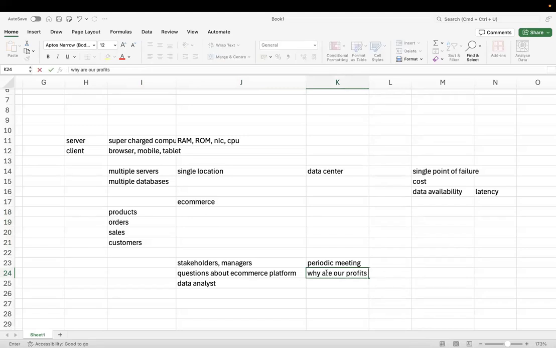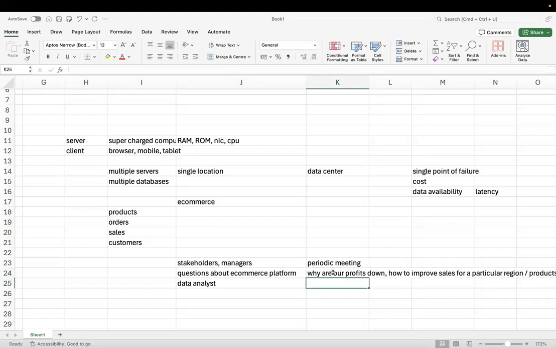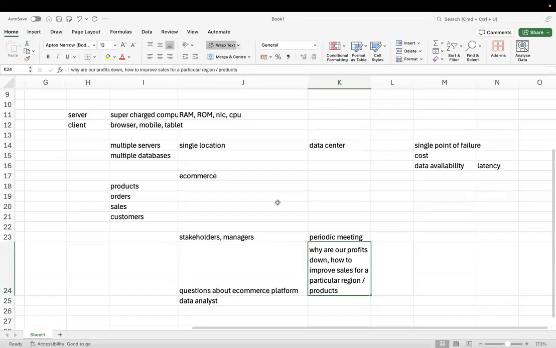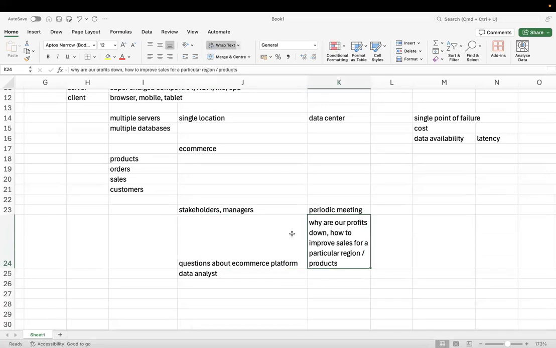If you look at some of the questions, maybe they'll ask, let's say, why are our profits down? Or how to improve sales for a particular region or a product. Let's say one of their products has been going down for a long time. So they'll have certain questions based on the data that they have. They will tell the data analyst, boss, these are our questions. Now you tell us what is happening with our product and with our data.